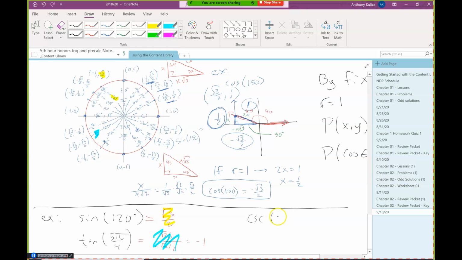What if I wanted to do cosecant of 390 degrees? Now you might say, whoa, hold the phone here, Mr. Kulak, 390 degrees is not on this unit circle. You're right, but 390 is coterminal to 30 degrees. So I remember that cosecant is r over y, or in this case, 1 over 1/2, or just 2.